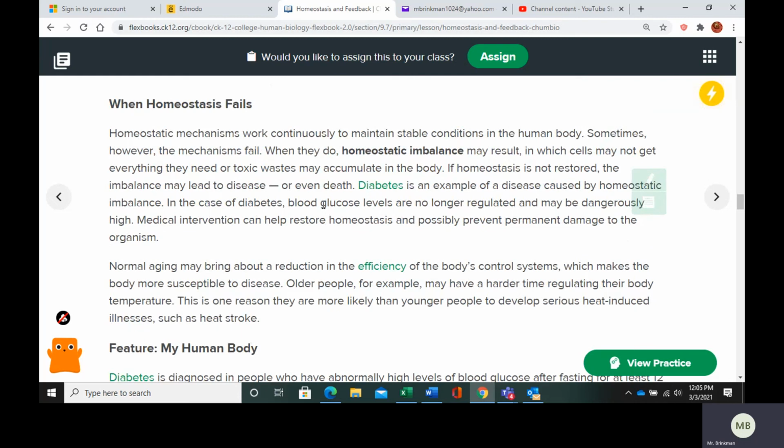When homeostasis fails, this is when we get homeostatic imbalance. And when homeostasis fails, if it's not restored, it can lead to disease or even death. Aging may increase the risk of homeostatic imbalance because the body's systems are not as efficient as they once were.